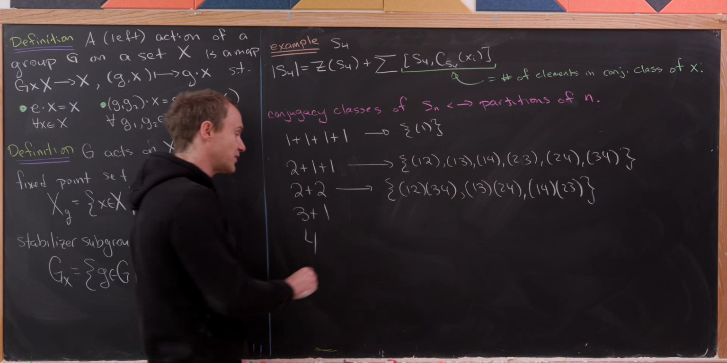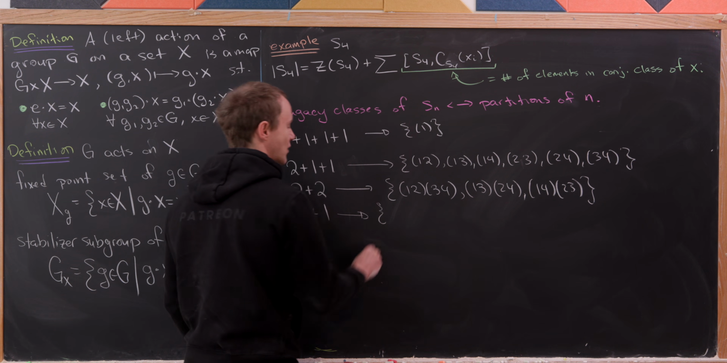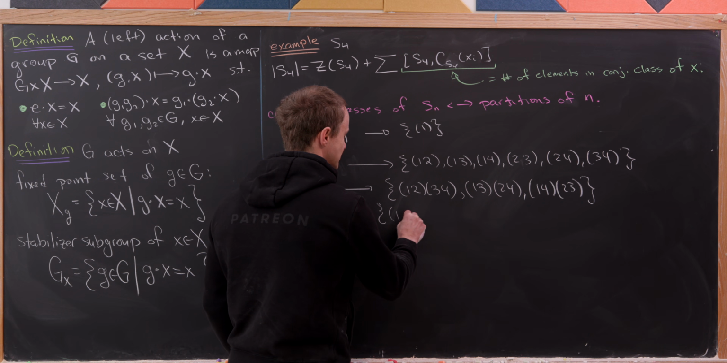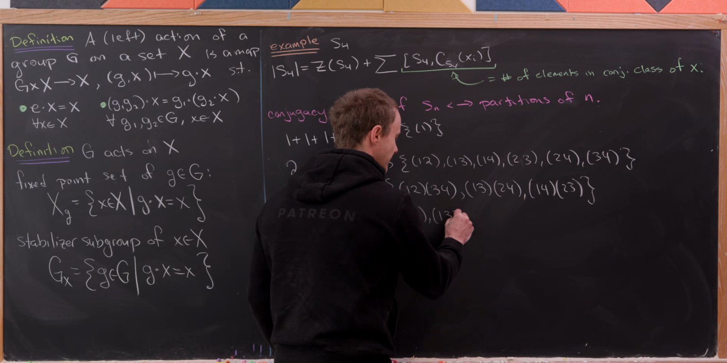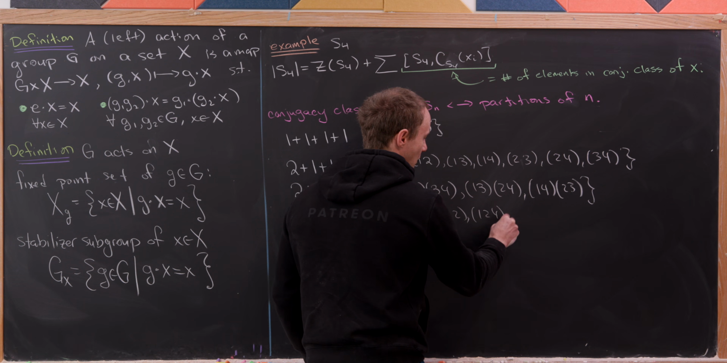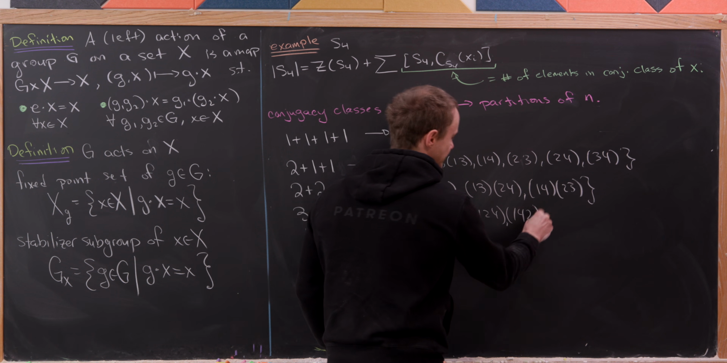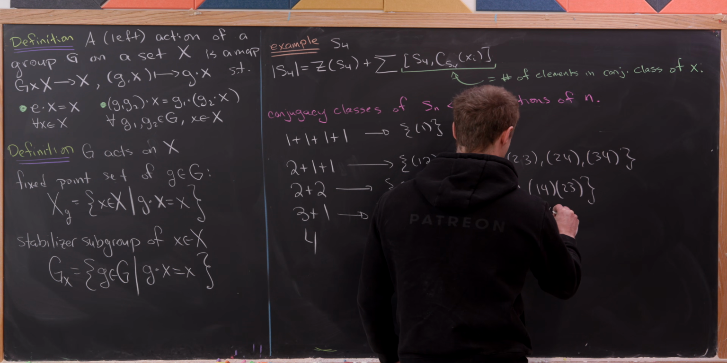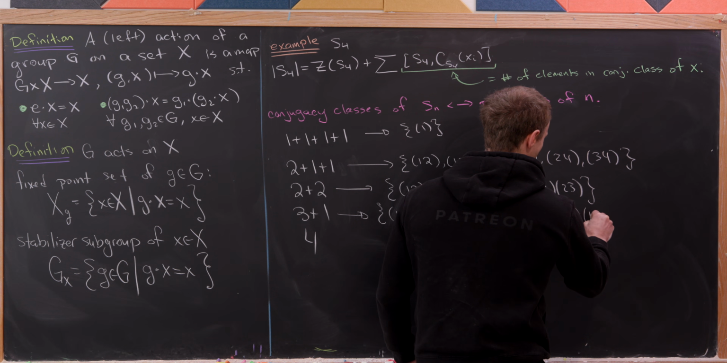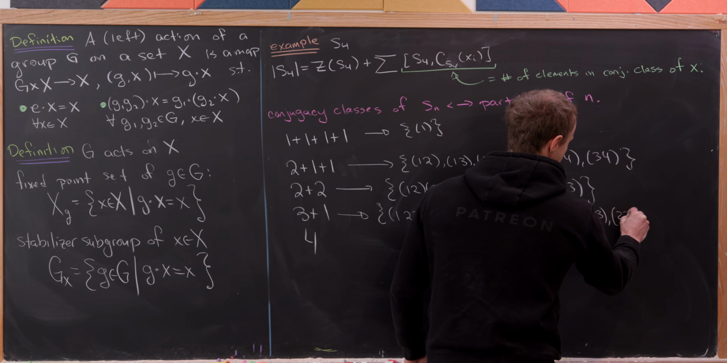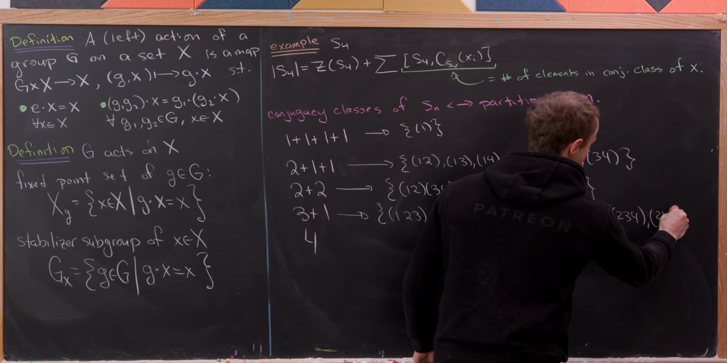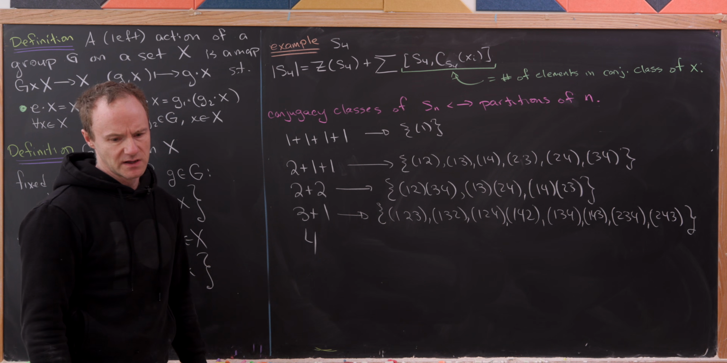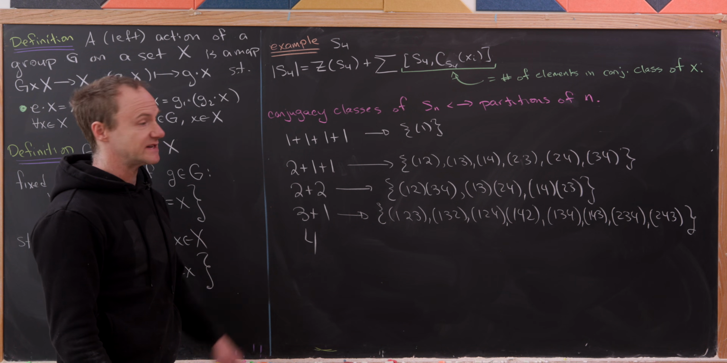Then you could have 3 plus 1. So this is going to be everything that's a product of a 3 cycle and a 1 cycle. So in this case, you just get a 3 cycle. So like (1 2 3), (1 3 2). You could have (1 2 4), (1 4 2). That would be another example. Let's see. You could have (1 3 4) and (1 4 3). And then finally, you could have (2 3 4) and (2 4 3). So those are all of the examples of the 3 cycles.